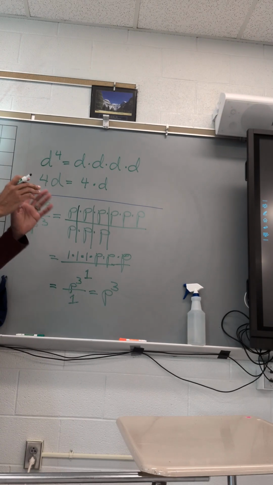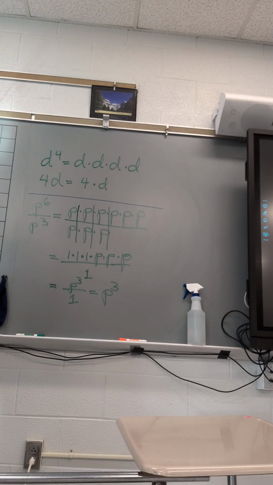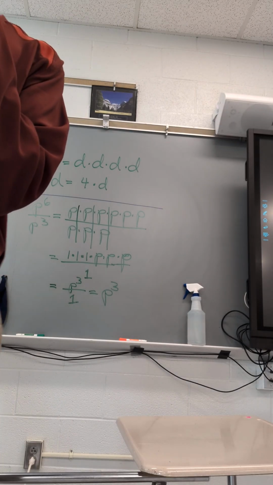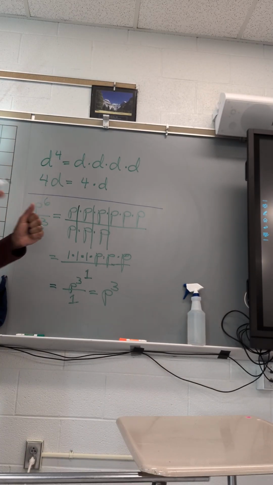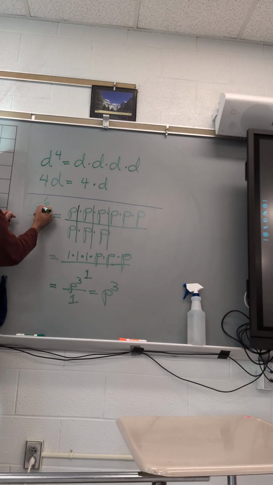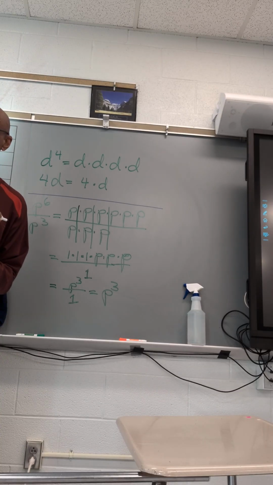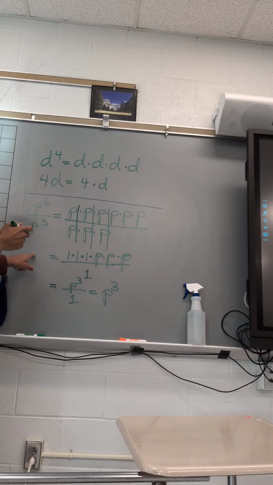Now this is the other rule. When you multiply variables of the same base, you add the exponents. If I'm dividing variables of the same base, that's going to be subtraction. So hopefully you see from this, P to the 6 minus 3, 6 minus 3 is 3. That's just showing you pictorially why, when I divide variables of the same base, you subtract the exponents.